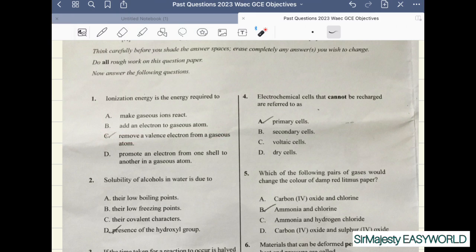Then D says promote an electron from one shell to another in a gaseous atom. That's the excitation, and the excitation is not the same thing as ionization. In ionization, an electron is lost, removed completely, but in promotion, an electron is moved from a lower energy level to a higher energy level. So the correct answer to question number 1 is C.